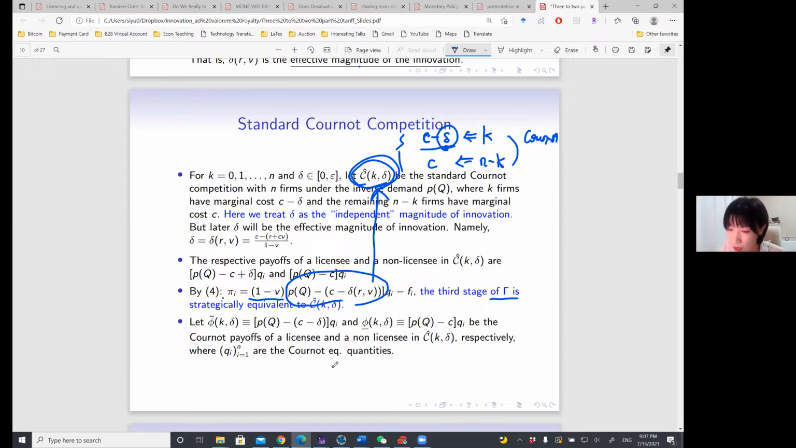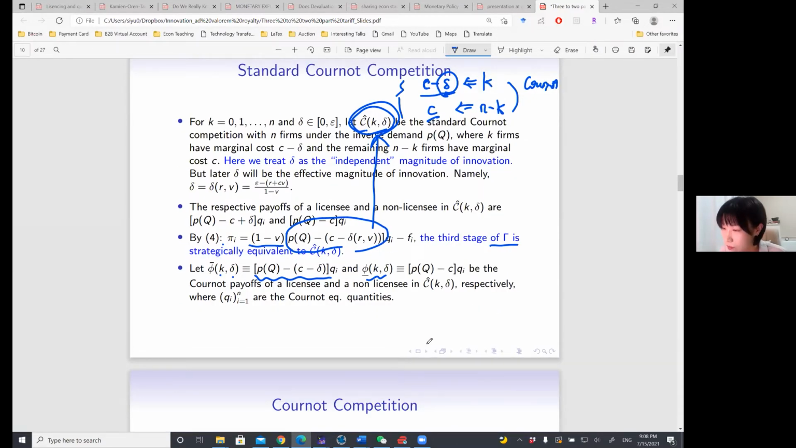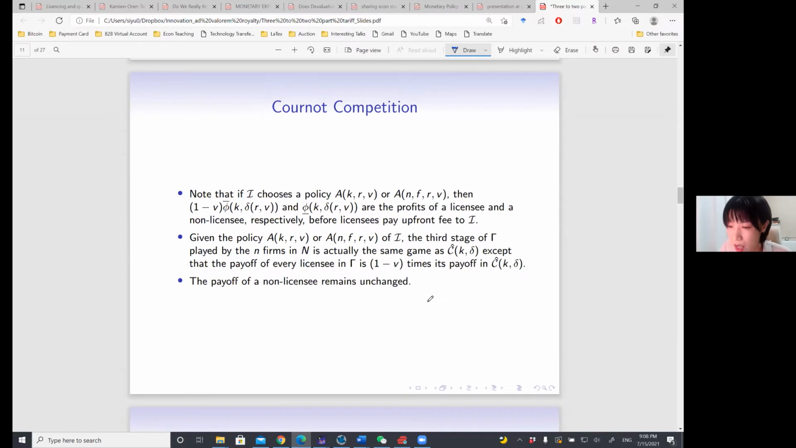Okay, so we denote phi over bar K of delta to be the profit of a licensee in C hat, and phi lower bar to be the profit of the firm with cost C. And we can solve the game regularly. Here we just emphasize that in the third stage of Cournot computation, a licensee simply makes 1 minus V times the profit of a licensee in C hat, and the non-licensee's profit remains the same.